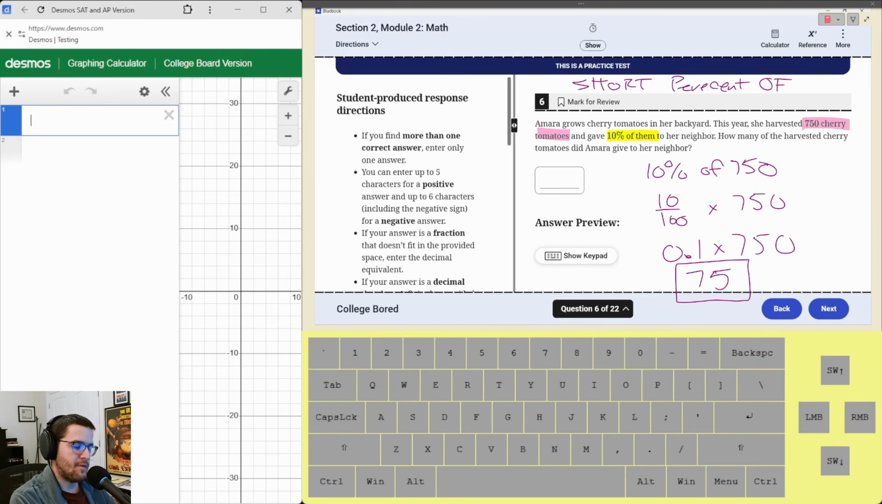Okay, so I don't recommend this for more algebraic, more challenging problems, but for quick numerical calculations, this is pretty convenient. You just type in the percent of, and then you put in the second part, 750, and we get the same thing, 75.